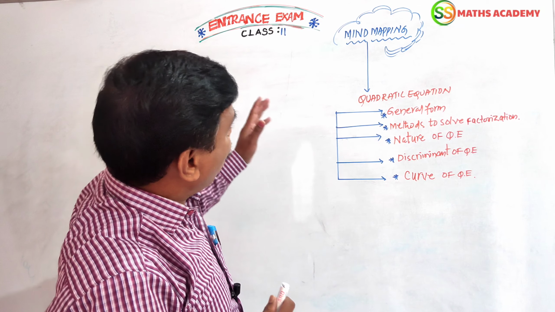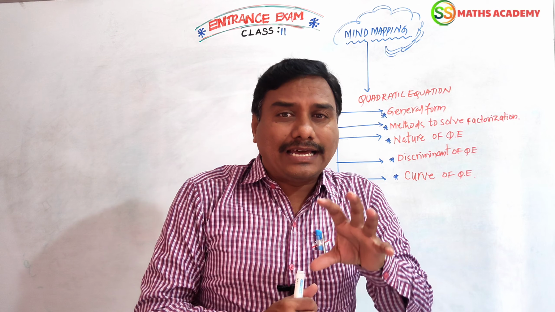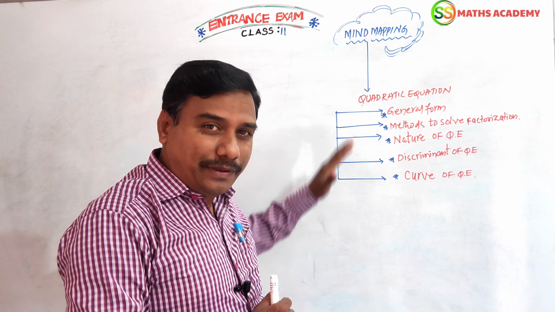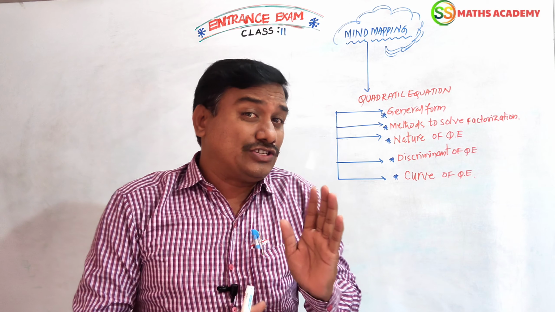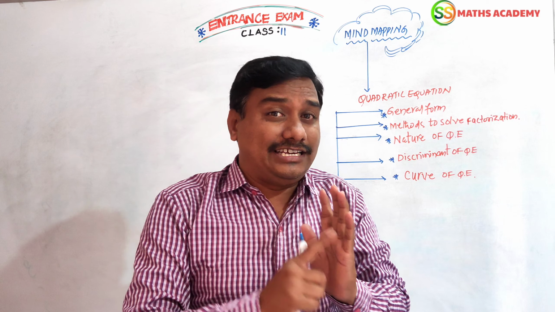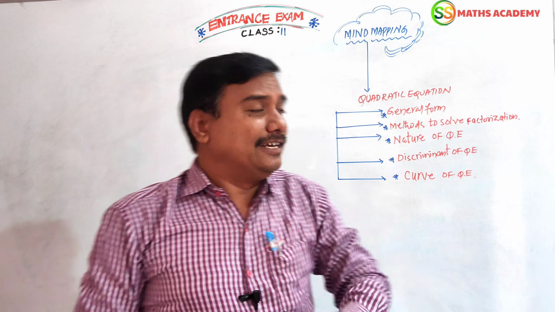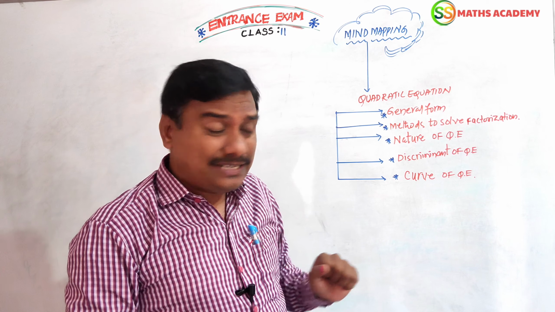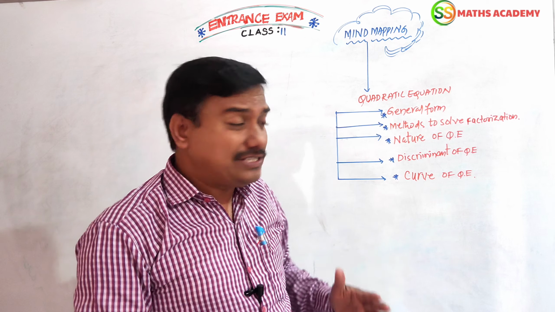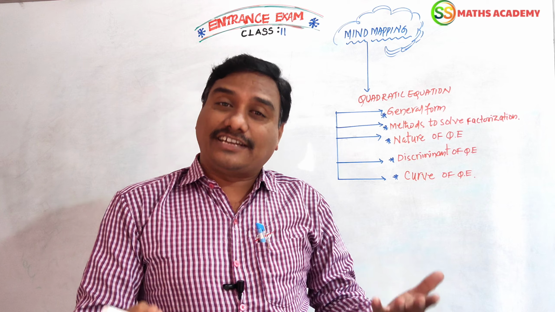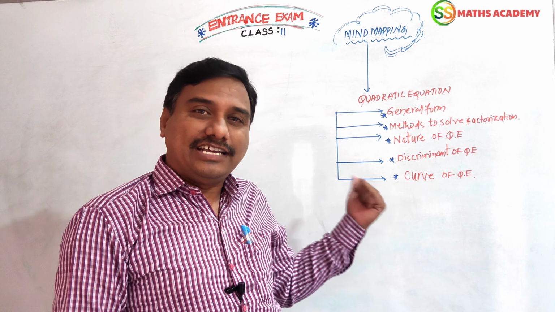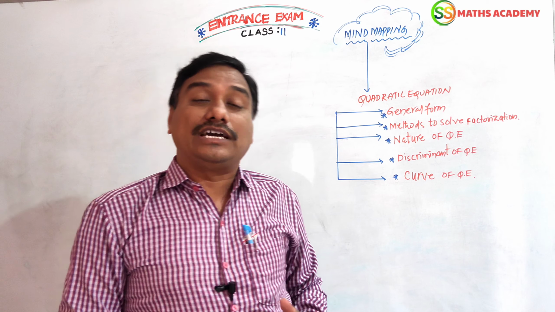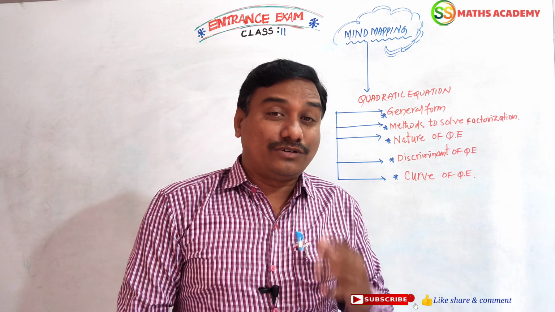Now friends, in this chapter, what are the main learning outcomes? I have written them on the board. Let us see the mind map. Every time we are going to do mind mapping, because I told you, content is power, concept is king. So here are the concept points I have written. What is a quadratic equation? What is the general form of a quadratic equation? How many methods are there to solve it, the factorization of a quadratic equation? Nature of a quadratic equation, discriminant of a quadratic equation, and curve shape of a quadratic equation we have to learn today.